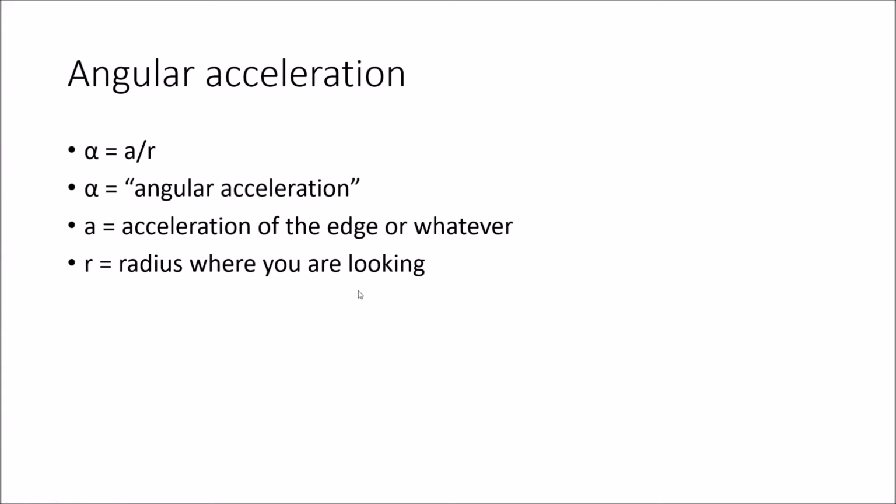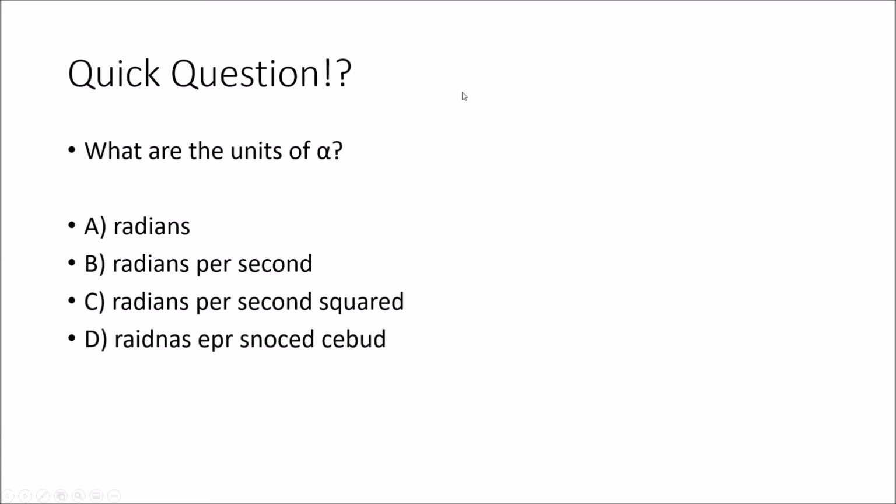I have a question for you. We don't have time to go over it very well, but what are the units of alpha, given that the units of theta were radians and the units of omega were radians per second? Can you tell what the units of alpha will be? They've got to be radians per second squared.